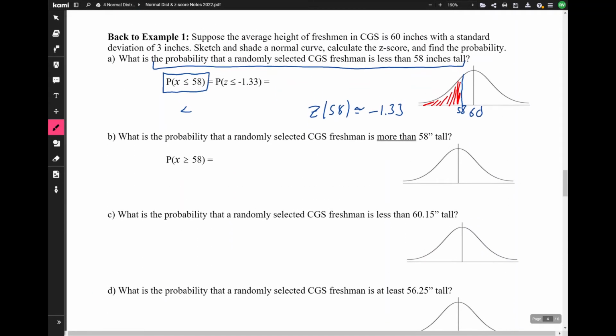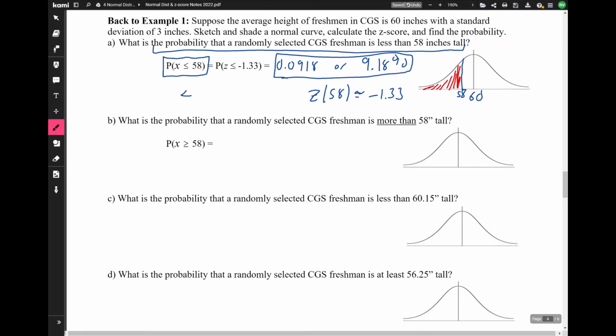So going back up here, this is 0.0918. Very small there. In terms of percentages, to go from this kind of number to a percentage, you multiply by 100, so about a 9.18% chance.